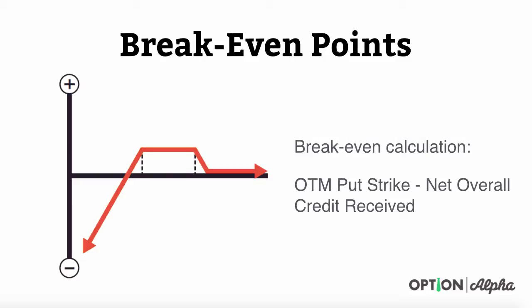As far as break-even points, the calculation is pretty simple in these strategies. You take the out-of-the-money put strike that you sold. Remember, that's that naked put well below the market. And you subtract your net overall credit received from the trade. You subtract that out, and that gives you your new break-even point to the lower side. Again, this assumes that you take in an overall credit on this trade and have no risk to the upside.